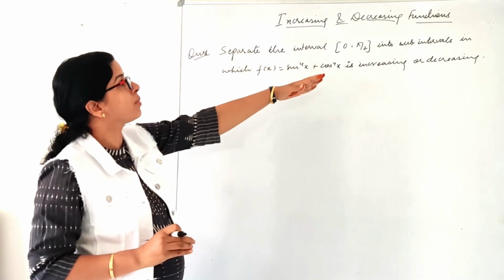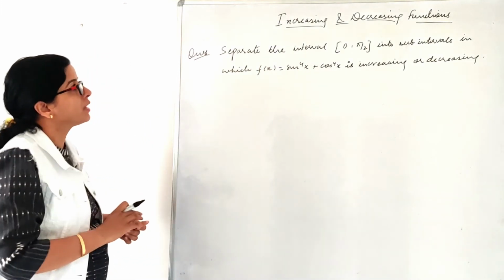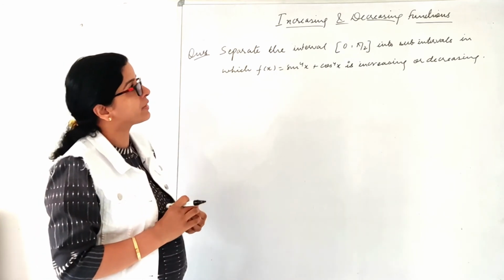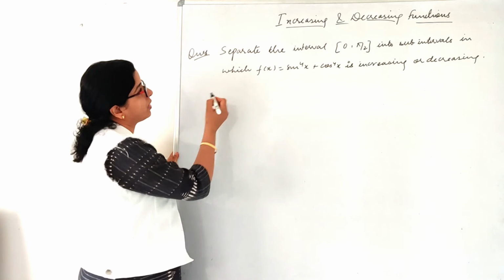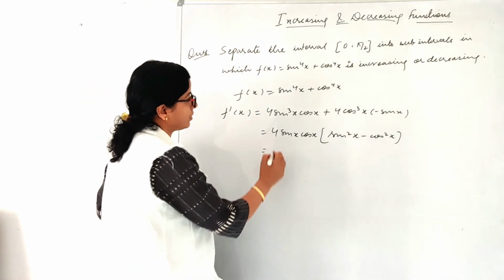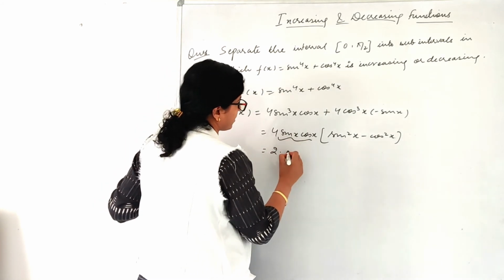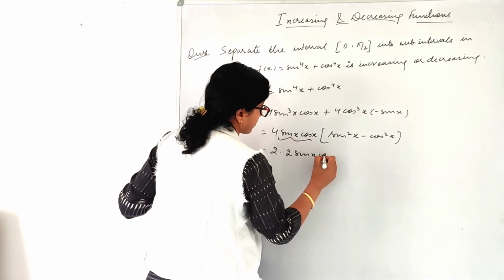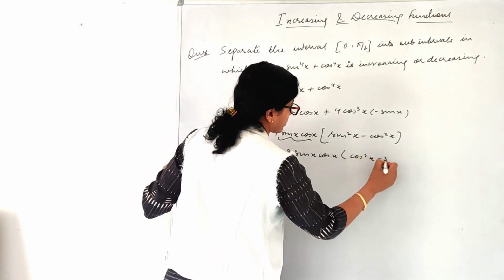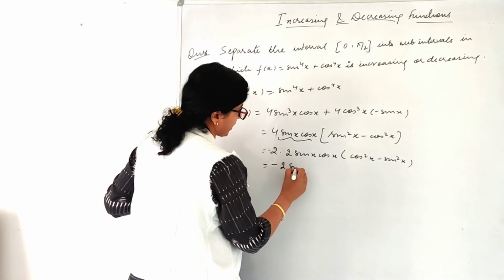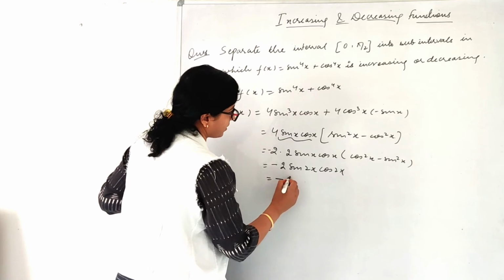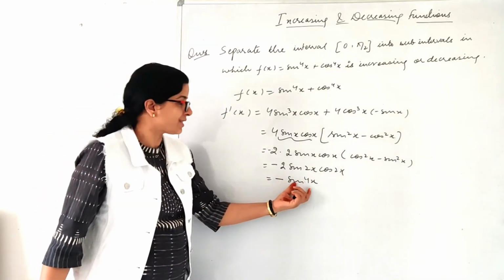Separate the interval 0, pi by 2 into sub intervals in which f(x) equals sin to the power 4x plus cos 4x is increasing or decreasing, right? So first of all, chain rule will be used. Okay, so now I can write this as, and if I take out minus sign common, this will become cos square x minus sin square x. So now I have 2 sin 2x into cos 2x, minus sin 4x. Now this is sin 4x, right?